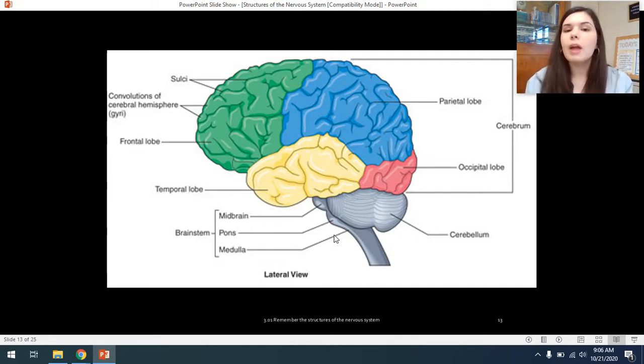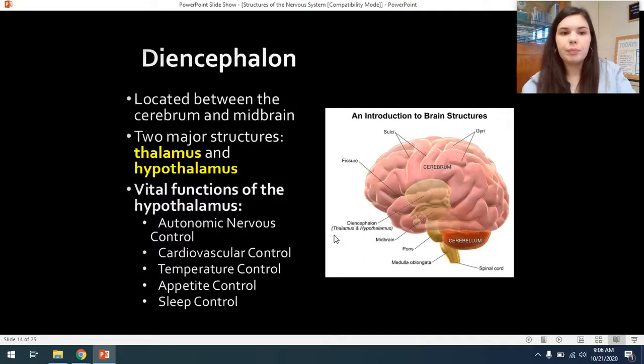And then down at the bottom, we have our brain stem, which is composed of 3 different parts. So you have your midbrain, your pons, and your medulla, which all make up the brainstem, as well as your cerebellum, which sits right below your cerebrum, and we're going to cover those in just a minute. So your diencephalon is located between your cerebrum and your midbrain, and the 2 major structures that make up your diencephalon are the thalamus and hypothalamus, and the vital functions of your hypothalamus include things like autonomic nervous control, your cardiovascular system, temperature regulation, appetite, and sleep.